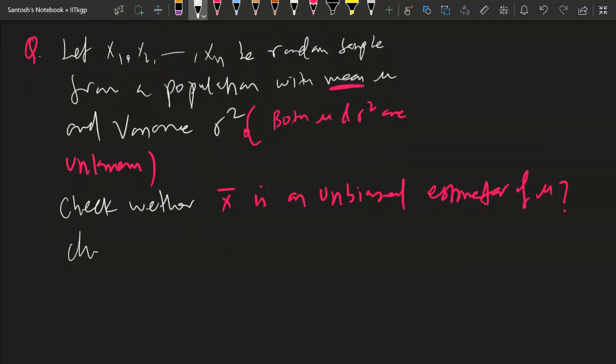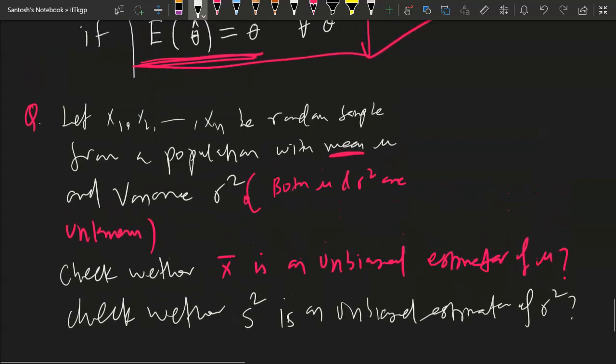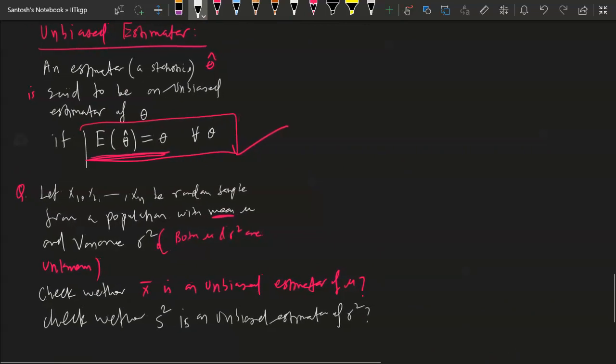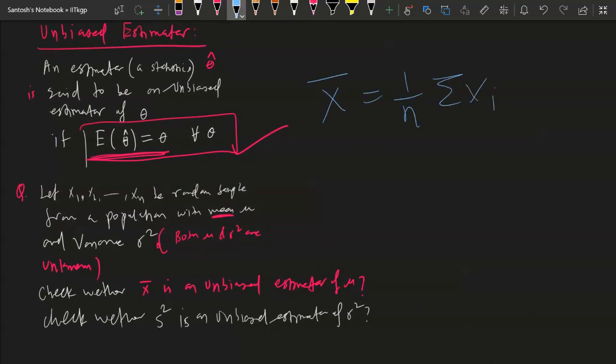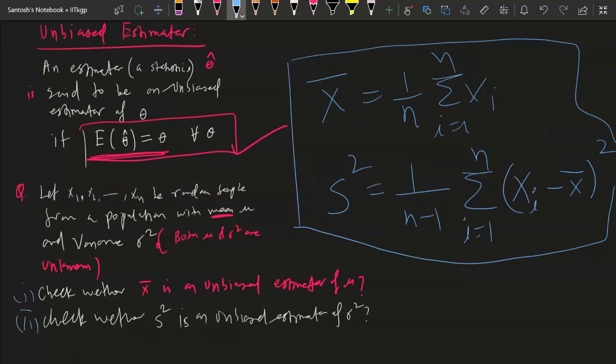Similarly, the second question is to check whether s square is an unbiased estimator of sigma square. You already know what x bar and s square are. x bar is 1 by n summation xi from 1 to n. s square is 1 upon n minus 1 summation xi minus x bar whole square, i from 1 to n. These are statistics. There are two questions, first part and second part, and the answer in both is yes or no.